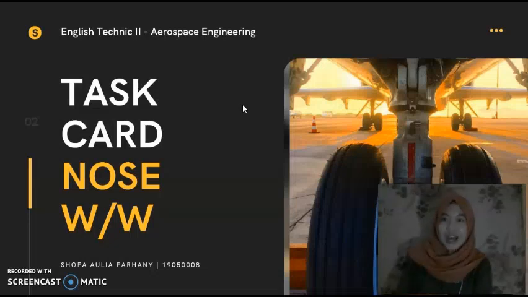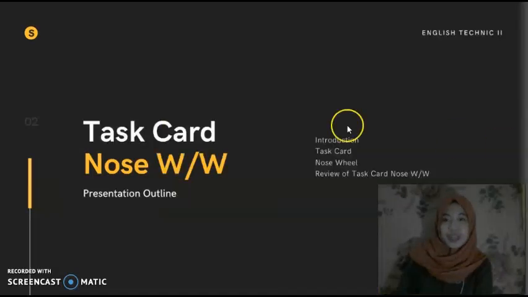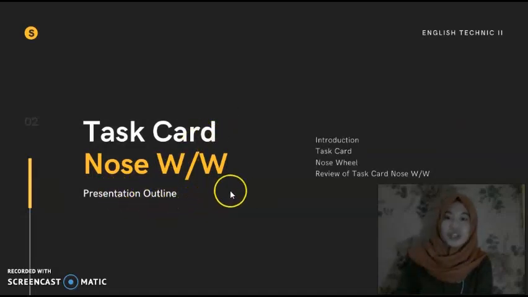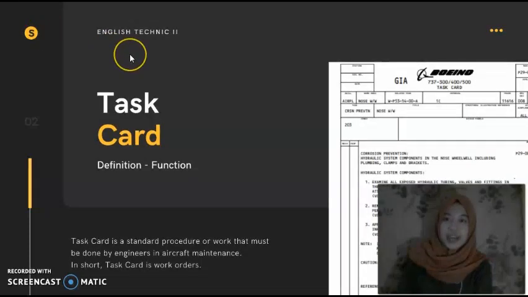In this time, I will do a presentation and we will learn together concerning the task card nose wheel well. Okay, here is the presentation outline. They are introduction, task card nose wheel well, and review of task card nose wheel well. Yesterday I explained about the task card, what is a task card and what the function of a task card. So today we will remember and review the task card again.